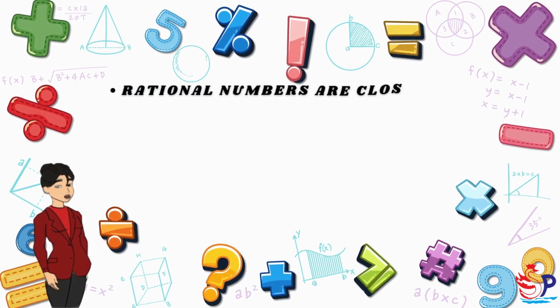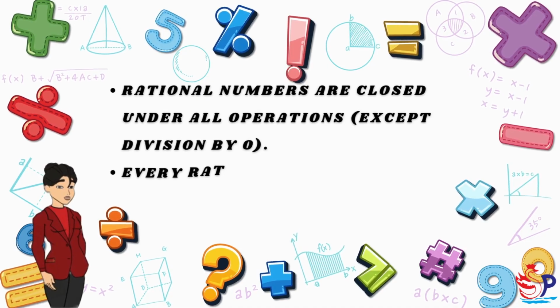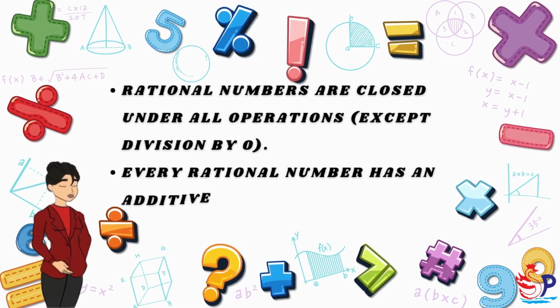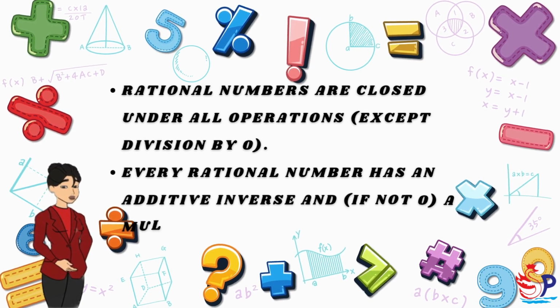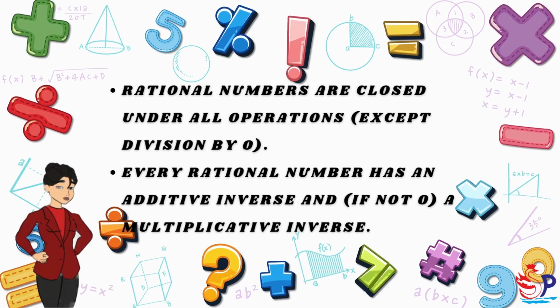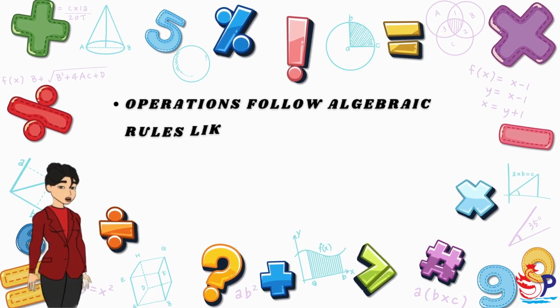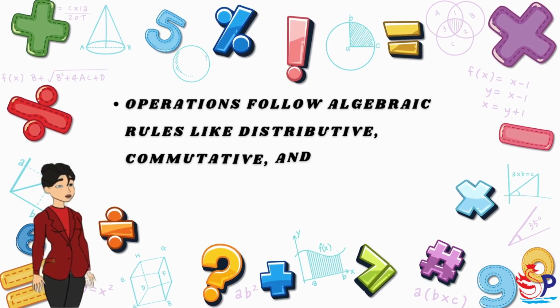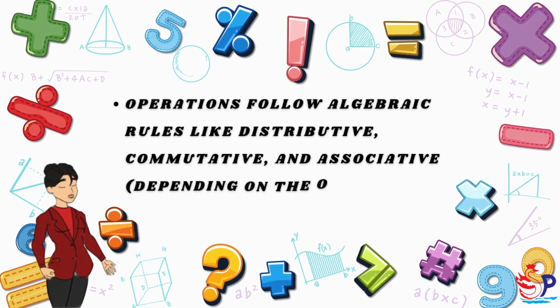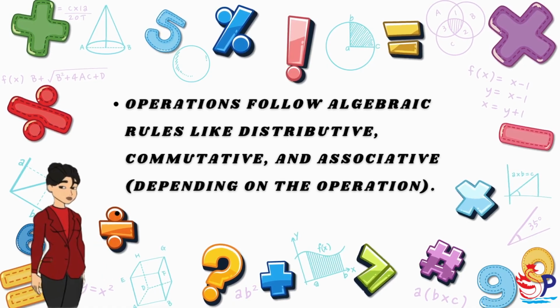Rational numbers are closed under all operations, except division by 0. Every rational number has an additive inverse and, if not 0, a multiplicative inverse. Operations follow algebraic rules like distributive, commutative, and associative, depending on the operation.